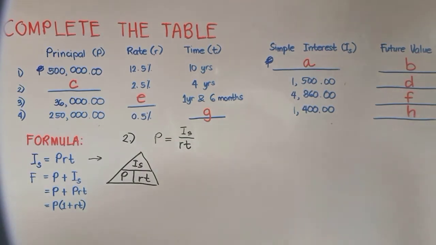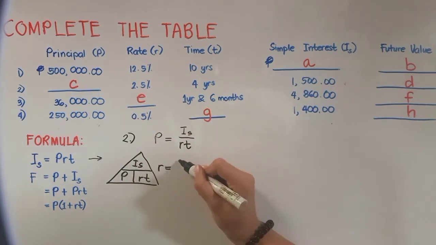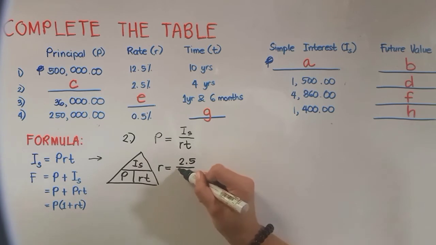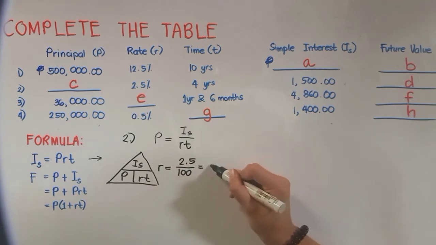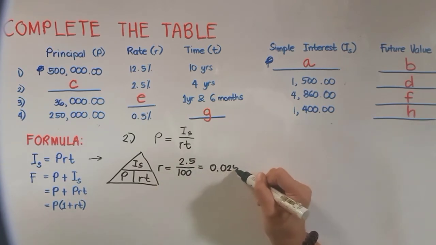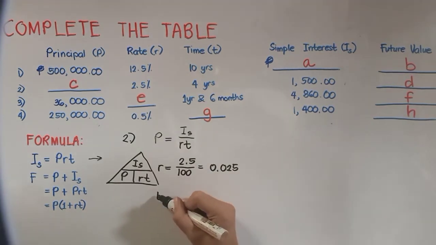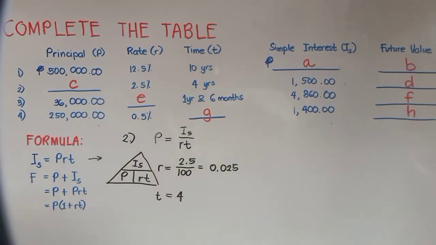Next is to look at our rate and time. Make sure our rate is in decimal, but since it's not, we have to divide it first by 100. This will give us 0.025. Our T should be in years. It's already in years, so we'll just have to write the value 4.